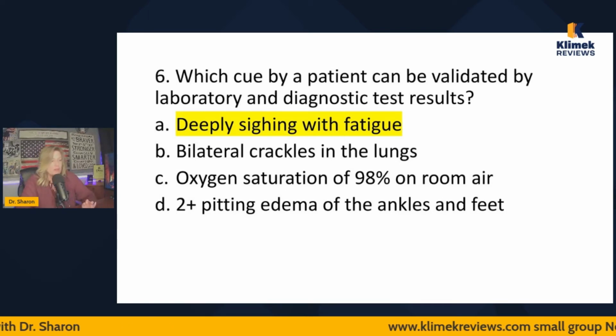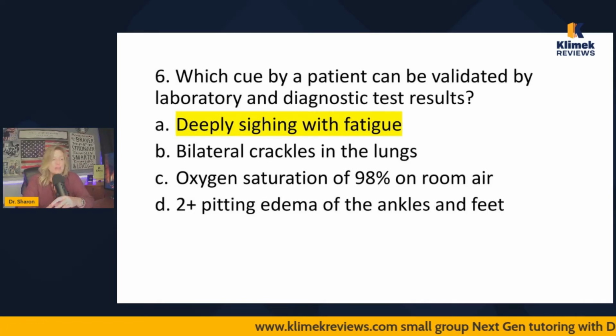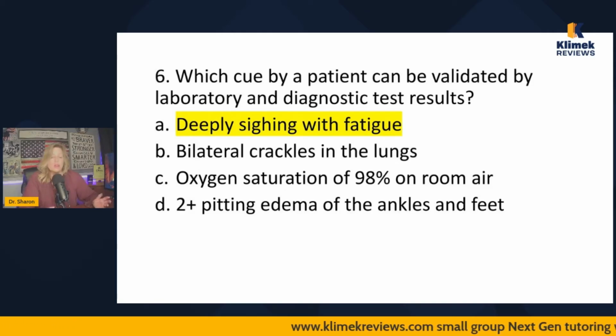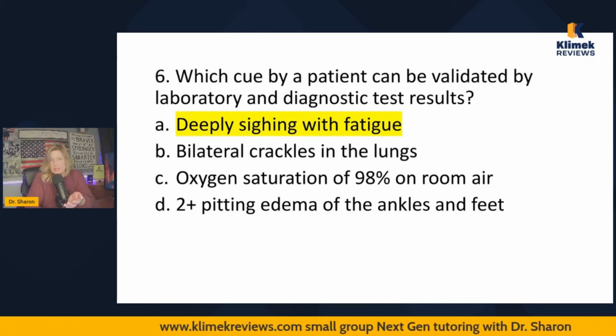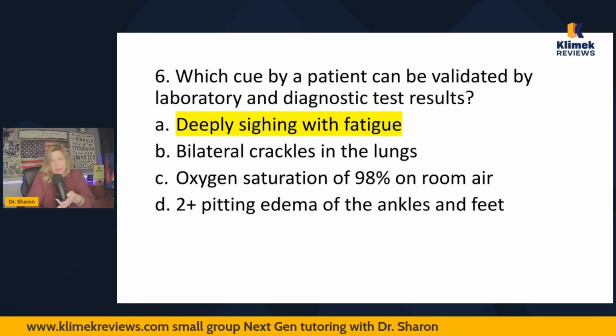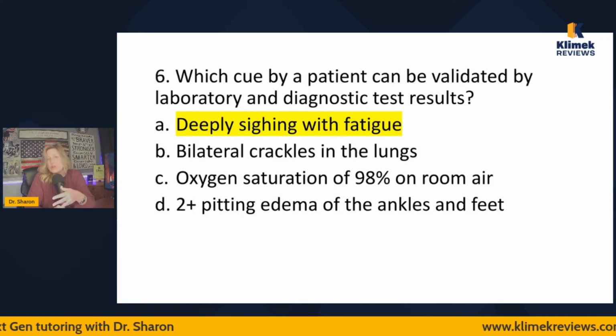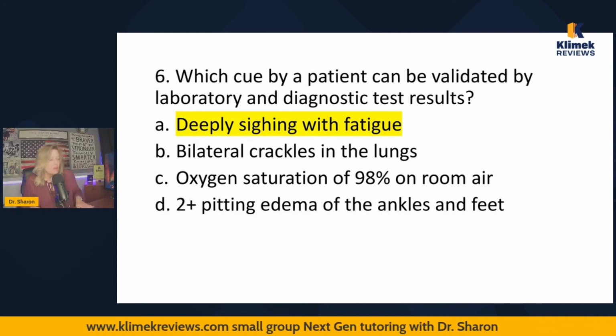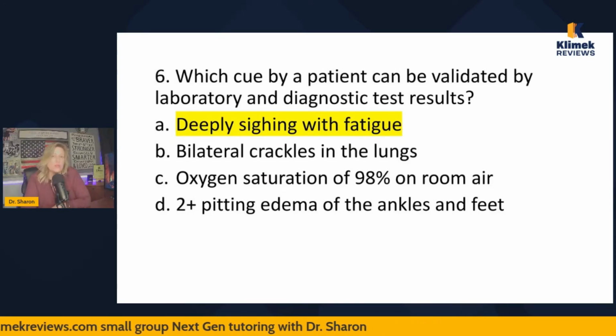Now, you might say, well, this is a bad question. How do you validate it by laboratory and diagnostic test results? You might say, what laboratory and diagnostic test results can I follow up with? Well, first of all, that's not the question you should be asking. You just say A is the only cue there. I've got to pick it because it's the only cue there. Whether I can think of a laboratory or diagnostic test result is not the question. However, you could do a hemoglobin and hematocrit. Are they anemic? If they're fatigued or whatever. So A is the only cue. So you need to know what a cue is. It's not the same as an assessment finding.